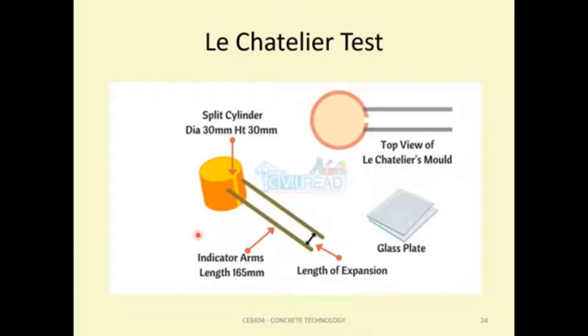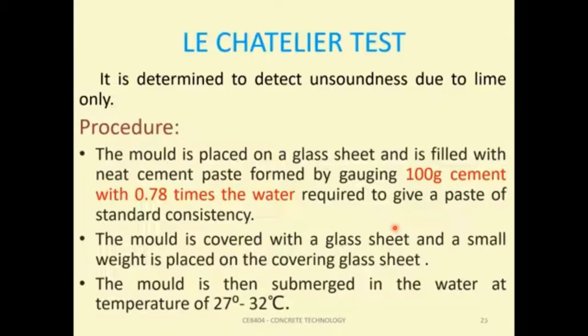This is the Le Chatelier's apparatus, which consists of a cylinder of diameter 30 mm and height 30 mm attached to two pointed arms of length 165 mm, and two plates and a weight are required for performing the Le Chatelier test.